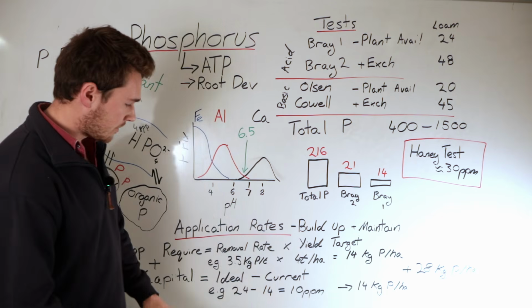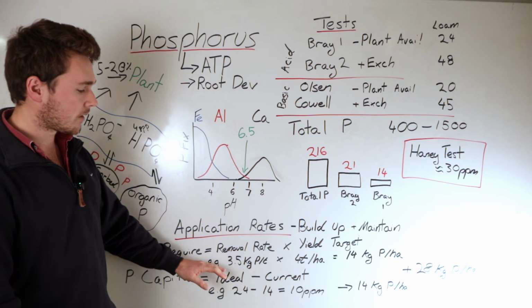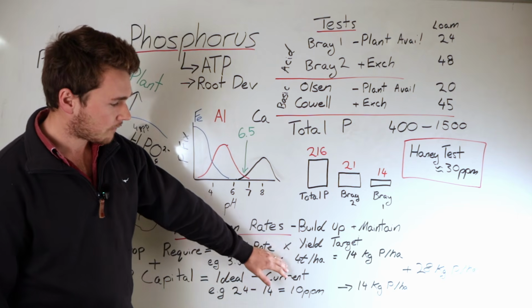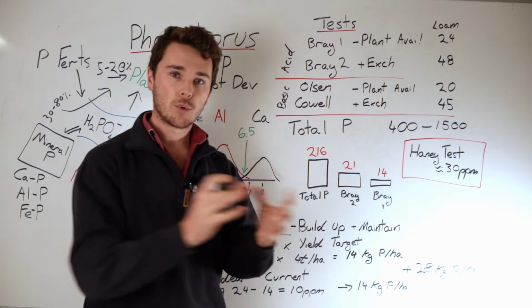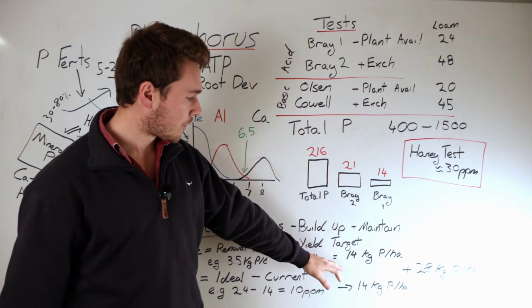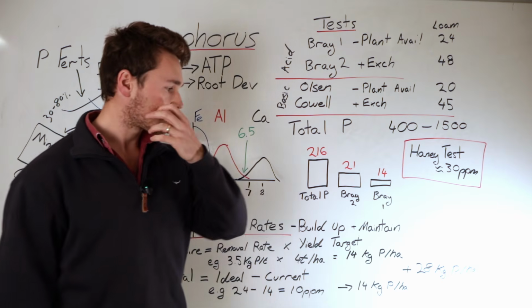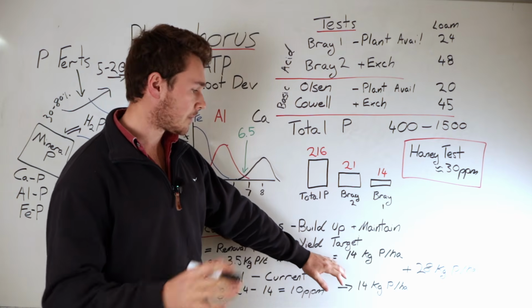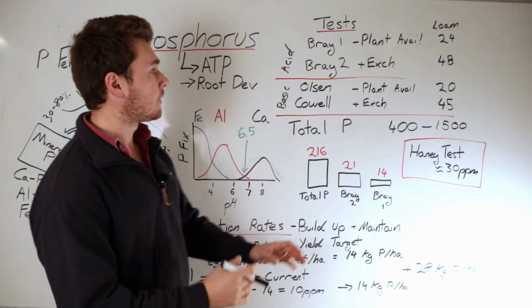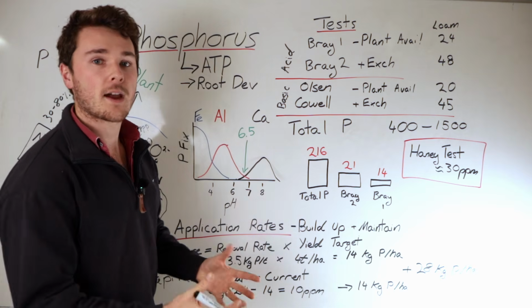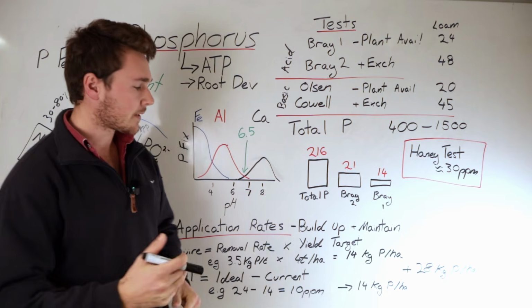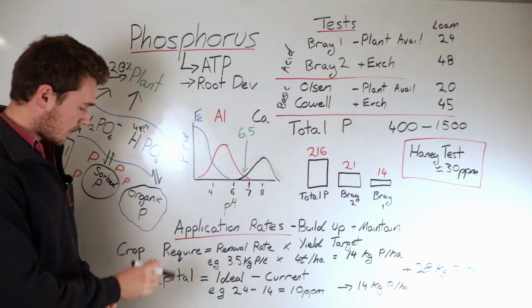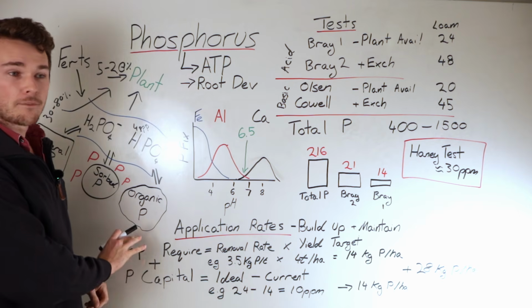So say for example, our removal rate is 3.5 kilos of phosphorus per tonne, and we're going to aim for a 4-tonne crop. It means that the phosphorus within the grain that we're moving off farm is about 14 kilos per hectare of phosphorus. So at the very least, we want to make sure we can supply 14 kilos of phosphorus for the actual grain to form and the plant to develop, because that's what the plant's going to take away.